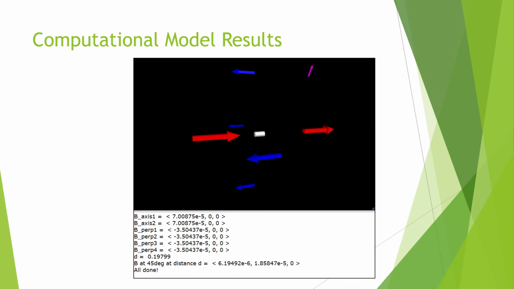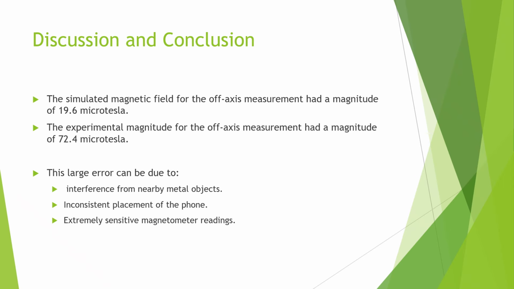Here are the results from the computational model once the simulation is run. Here the blue arrows represent the perpendicular measurements, whilst the red arrows represent the on-axis measurements, and the magenta arrow represents the off-axis magnetic field. Here the simulated magnetic field for the off-axis measurement had a magnitude of 19.6 microtesla. The experimental magnitude for the off-axis measurement was 72.4 microtesla.